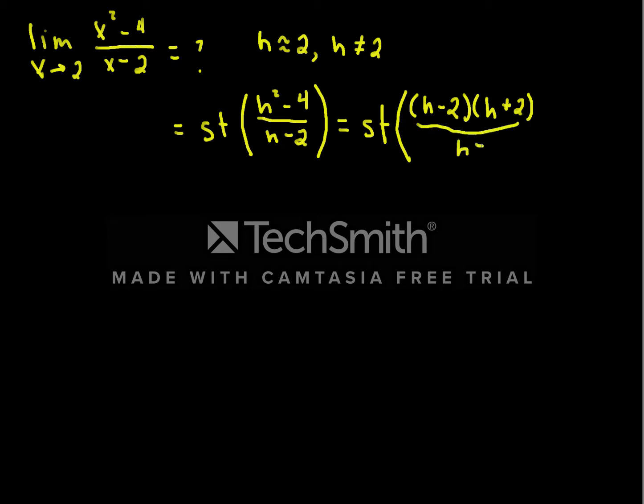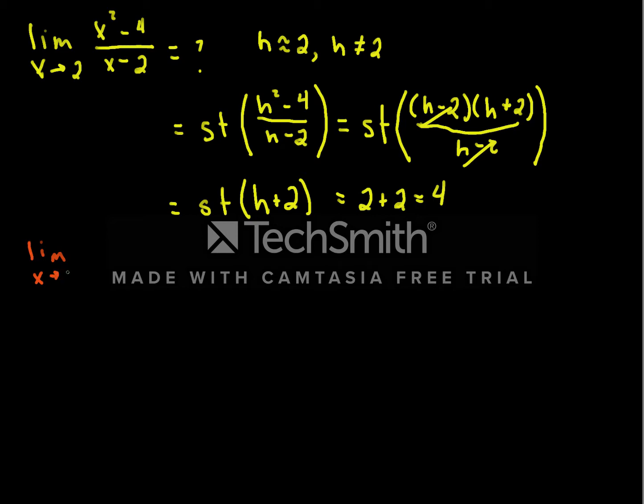And look, we get some canceling out, right? Because of the h minus 2 on the top and the h minus 2 on the bottom, this cancels with that. And so this is equal to the standard part of simply h plus 2. And now h is infinitely close to 2, so this is equal to 2 plus 2, which is 4. And that's our limit. We now know that the limit as x approaches 2 of x squared minus 4 all divided by x minus 2 is equal to 4. As x gets infinitely close to 2, this ratio gets infinitely close to 4. Okay, let's try another example here.